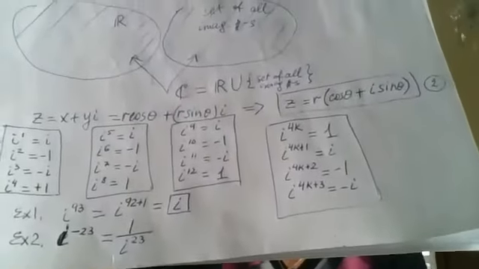Another example. Example 2. i to the negative, let's say, 23. First, I don't want a negative power. I will convert this into 1 over i to the positive 23.